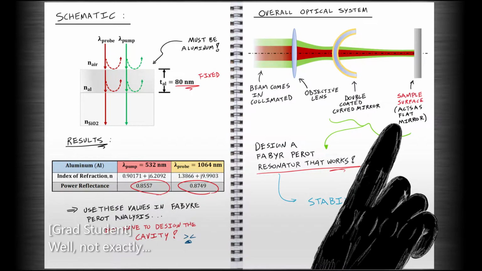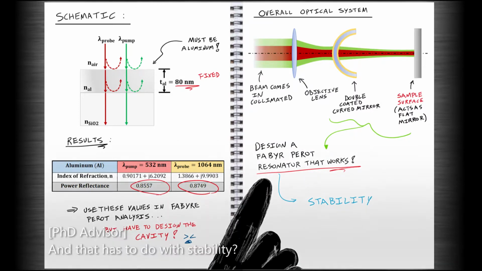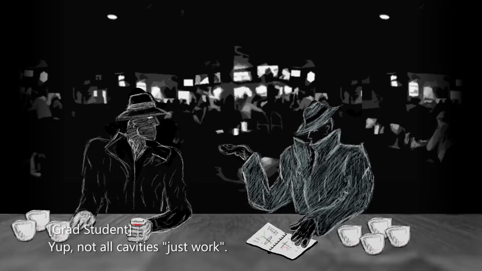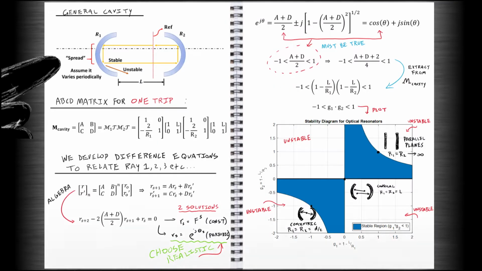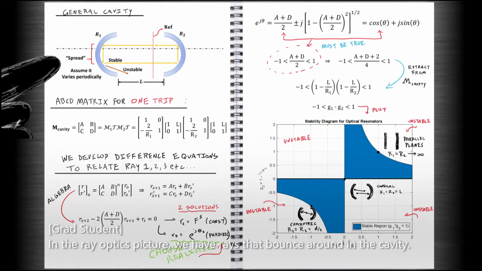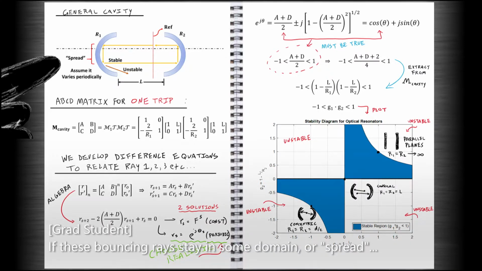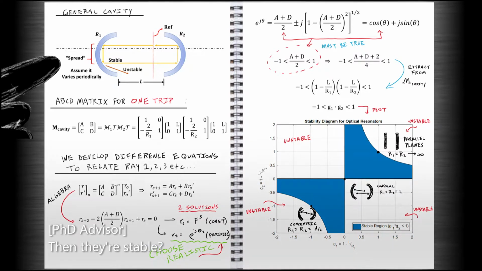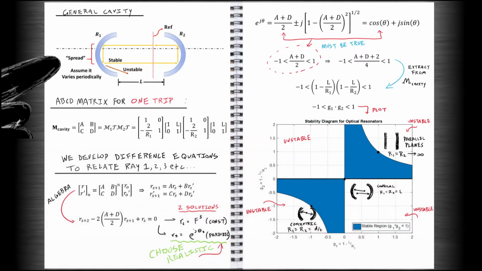Well, not exactly. We need to design a cavity that works. And that has to do with stability? Yup, not all cavities just work. Here, let's take a look at a general cavity. In the ray optics picture, we have rays that bounce around in the cavity. If these bouncing rays stay in some domain, or spread, then they're stable? That's right. In the Gaussian picture, they would be self-reproducing.